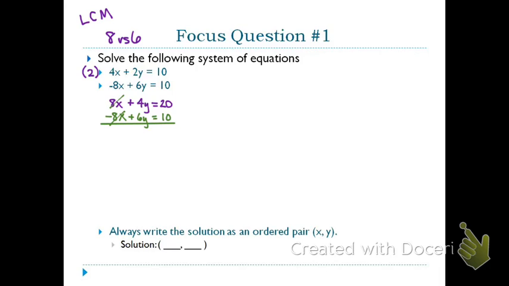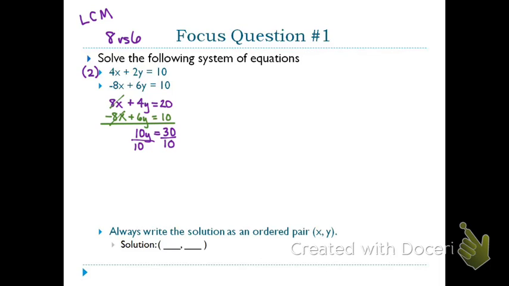Now let's continue solving. We have 4y plus 6y. We get 10y equals 30. So let's solve.